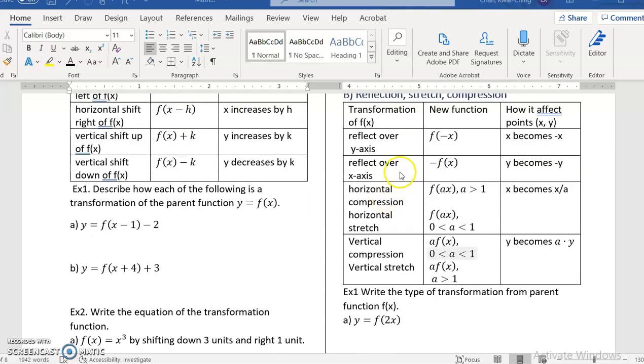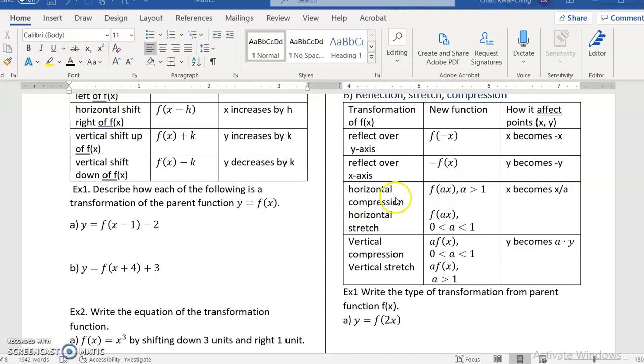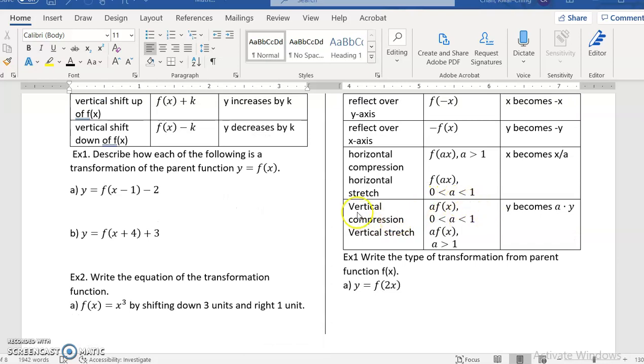If I reflect over the x-axis, that means up and down, then the new function is negative of f of x because the y would have a negative number, so y becomes negative y. We can also attain horizontal compression or horizontal stretch by multiplying a number a, which is a constant, inside the function, ax. So if a is greater than 1, it is a compression. If a is less than 1, it is a horizontal stretch. Whereas I can do a vertical stretch or compression if a is multiplied outside.